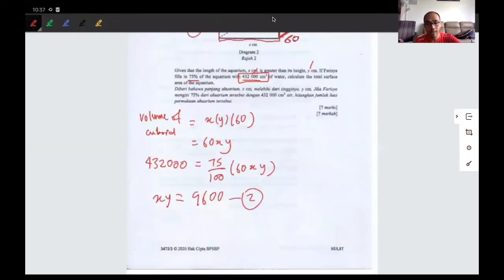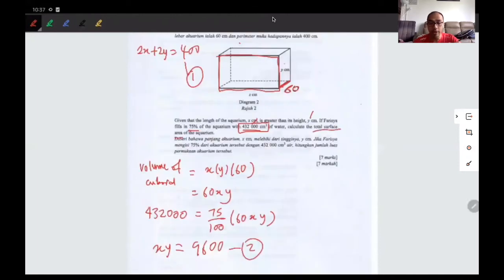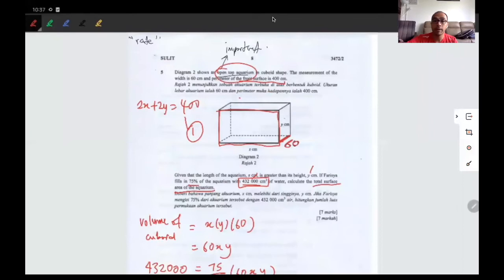But the question is, calculate the total surface area of the aquarium. So this is where you need to be very careful. And this is why the word open top is very important, because open top means you only have to count 5 surfaces. The ones in red, 1, 2, then the ones in green, 3, 4, and the last one in blue is the bottom one only, because it is an open top. Open top means there's no top. You only have to count 5 surfaces.